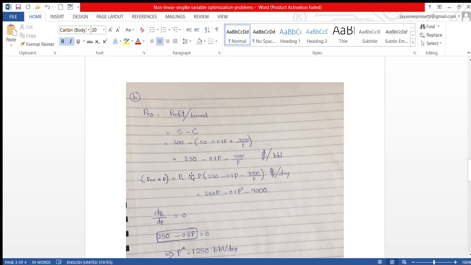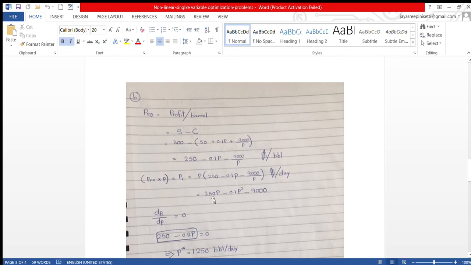So what is the total profit for the whole production? This is per barrel only, right? We want to maximize the profit per day, so you have to multiply the profit per barrel by the total production per day. So the profit per day is profit per barrel times P. This is the equation you will get.